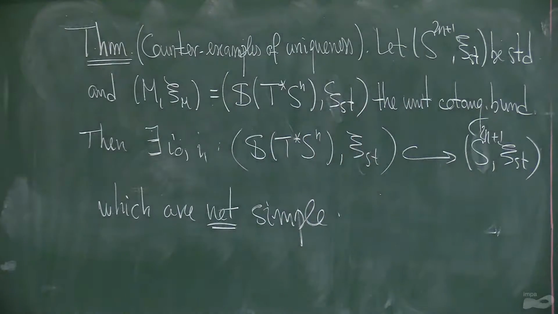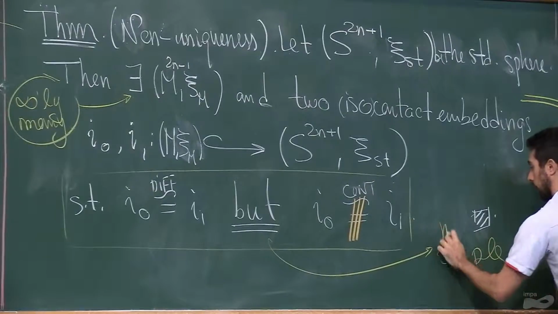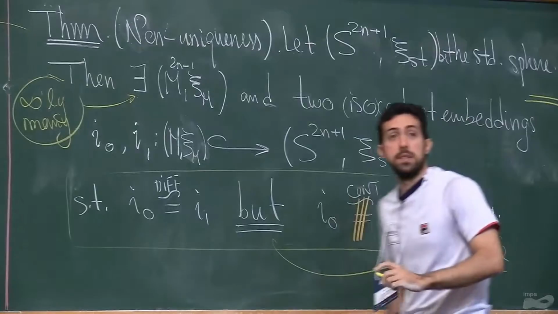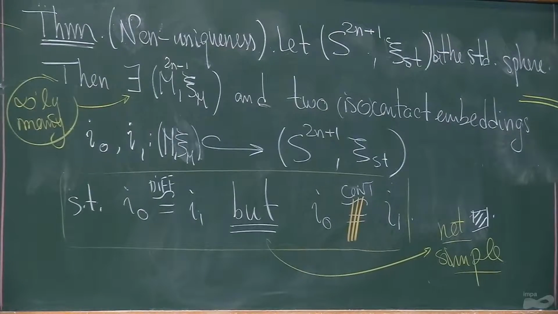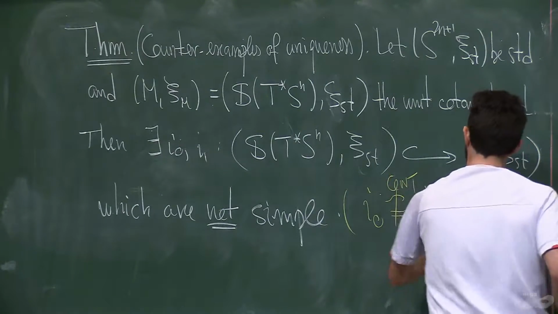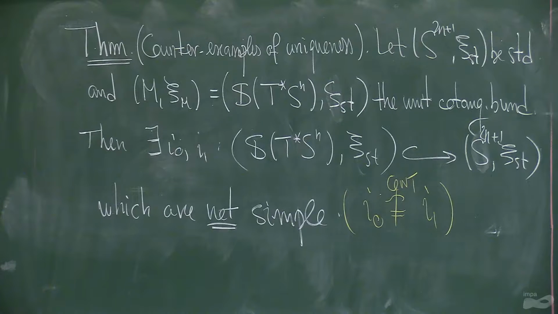This simplicity is this thing. So this sentence, usually in contact topology, is called simplicity or non-simplicity. That's not simple. Simple means the smooth type determines the contact type. So this means they're different. Okay? Okay, so I'm going to build those.